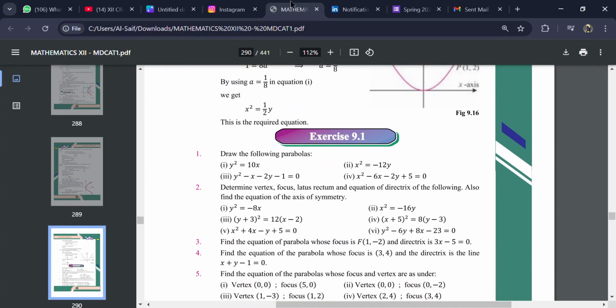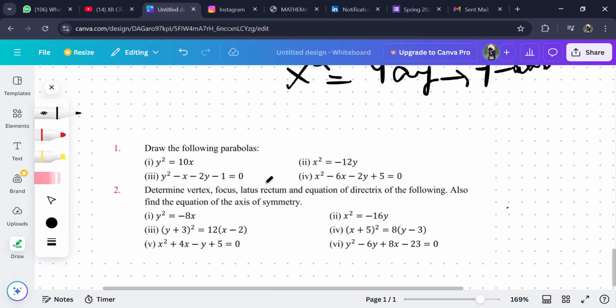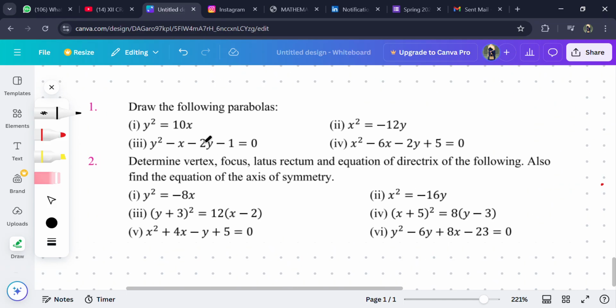Yeah, this is 9.1 and these are the two questions that we are going to solve. First of all, here it is written "draw the parabolas", but for sure we're not going to focus on drawing the parabola. We're going to first focus on identifying the parabola. Then we can draw the parabola for sure. First is identify the parabola.